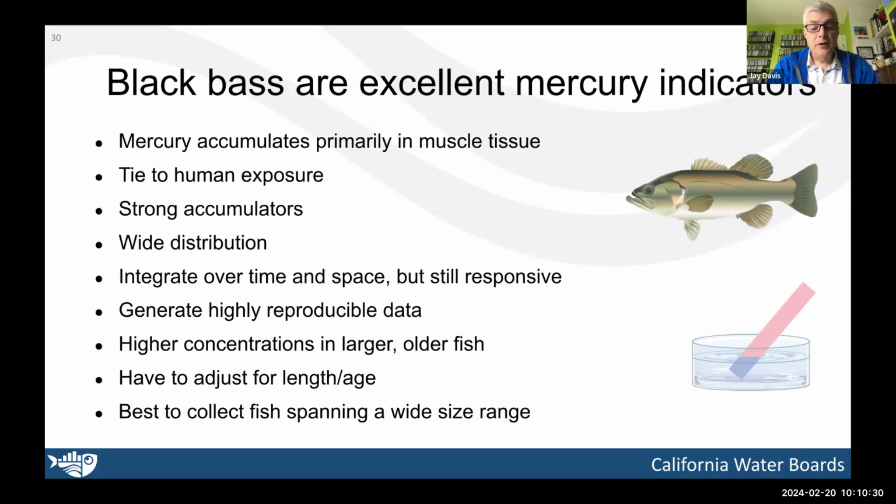But since the concentrations are higher in the larger, older fish, you really need to take that into account when you're doing your monitoring. Because if you don't, then the data have a lot of unwanted noise in them. So it's best to collect fish spanning a wide size range. And if you do that, then the largemouth bass or black bass are a great litmus test for mercury contamination.